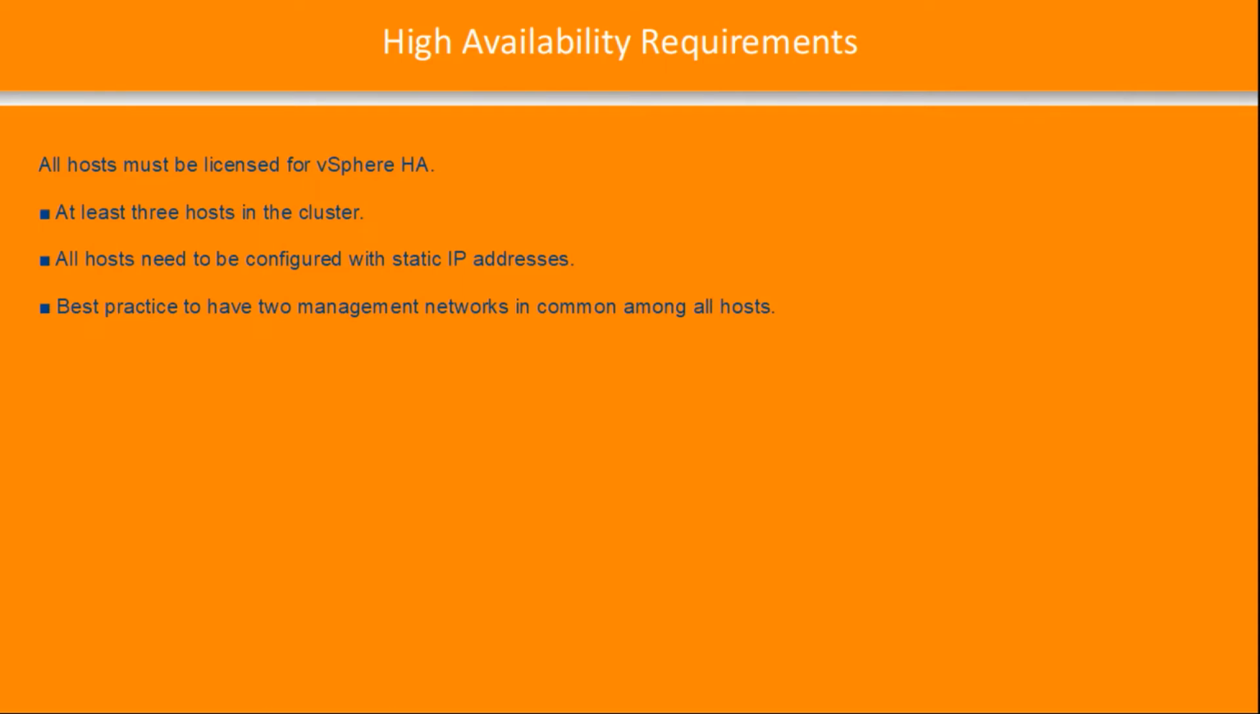High availability requirements: all hosts must be licensed for HA, with a minimum of 3 hosts in a cluster. Hosts need to be configured with static IP addresses as opposed to DHCP. And best practice is to have a minimum of 2 management networks among all hosts in order to provide resiliency against failure.